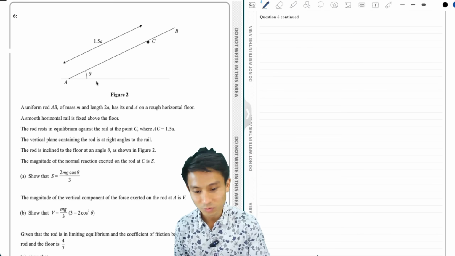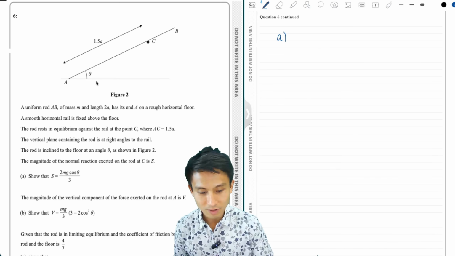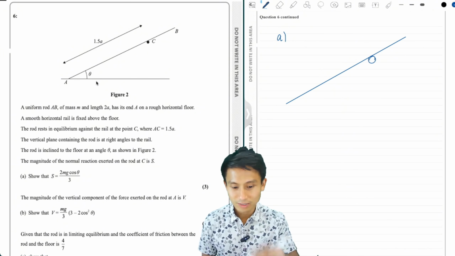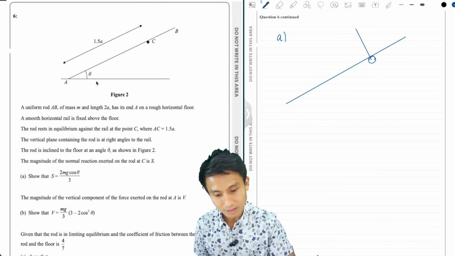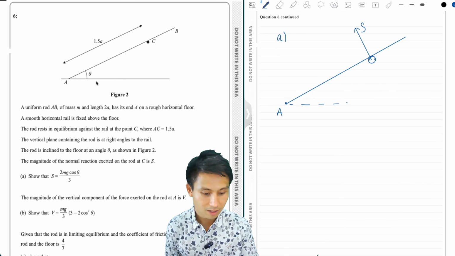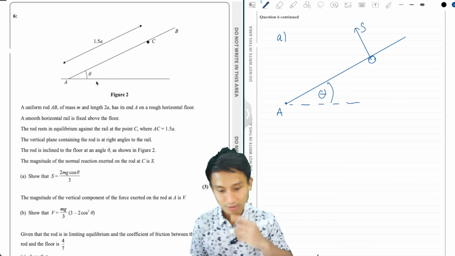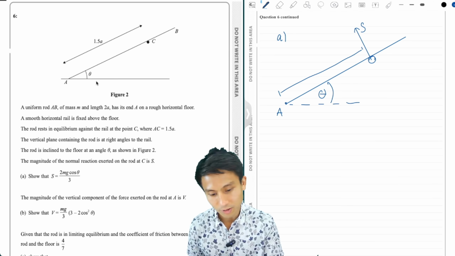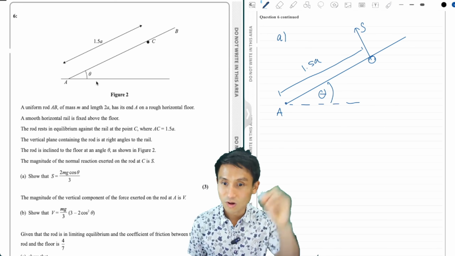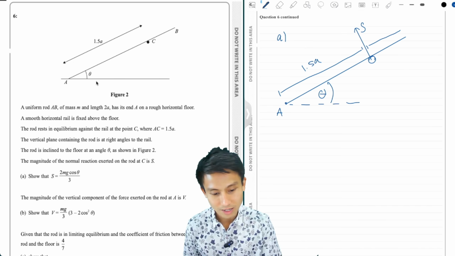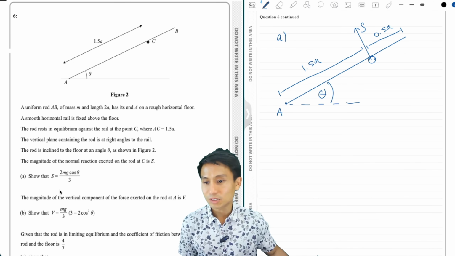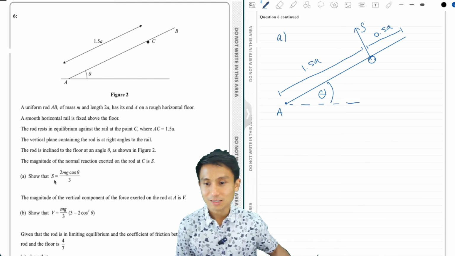All right, so I'm just going to quickly draw the diagram here. So we have a rod, and then the rail here, and then we have a normal reaction S, and at A here, the angle is theta here. So that is 1.5a, and because the rod is 2a in length, this is 0.5a. And then we need to show that S is given by the expression.